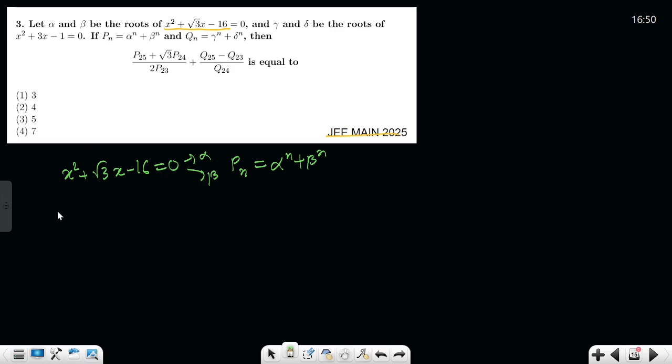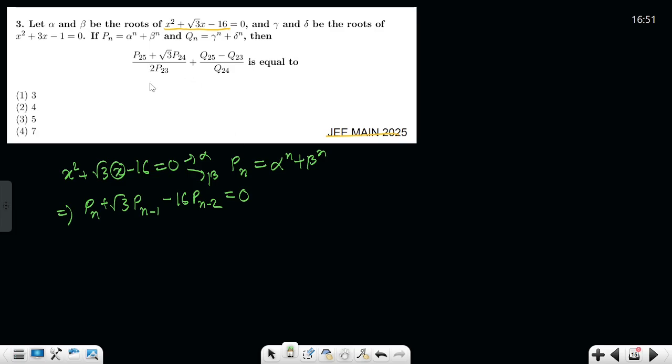So let's do it. How will you apply Newton formula actually? It's very easy. Replace the x squared by Pn, okay? Plus root 3 into, replace this x by Pn minus 1, minus 16 into 1, where 1 is here. I told you to replace this 1 by Pn minus 2. Clear? This is equal to 0.